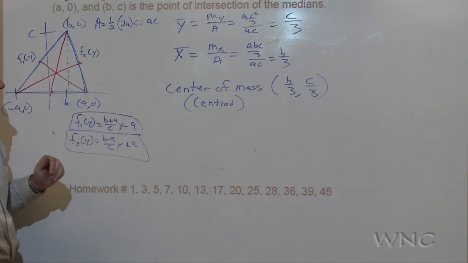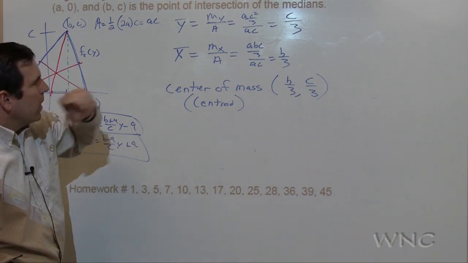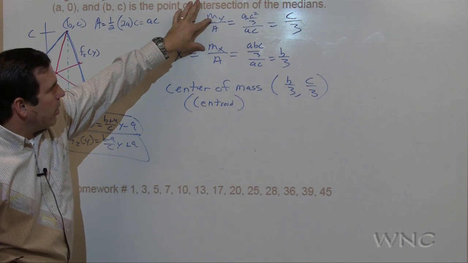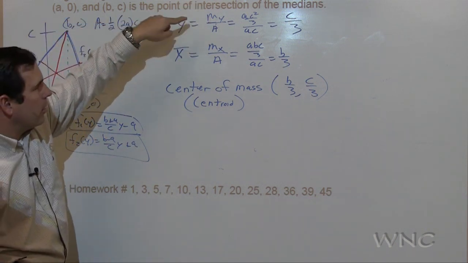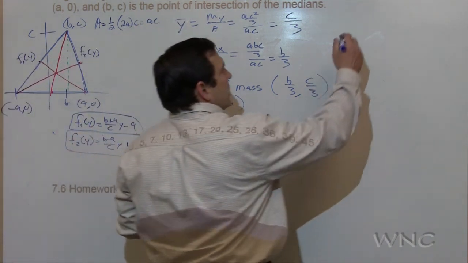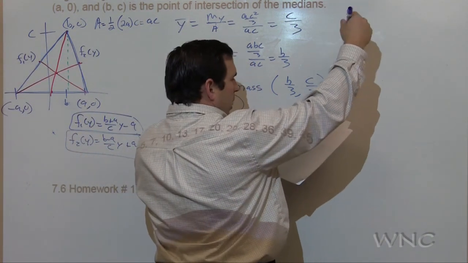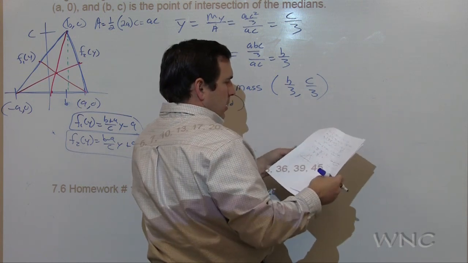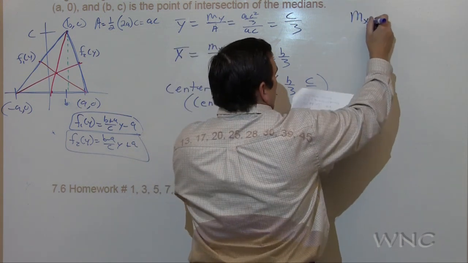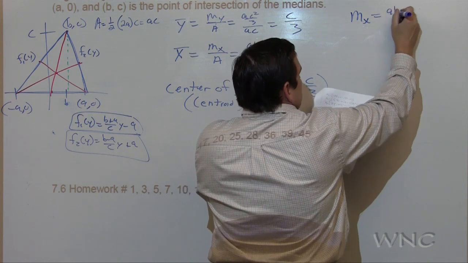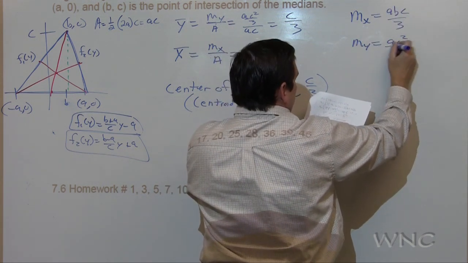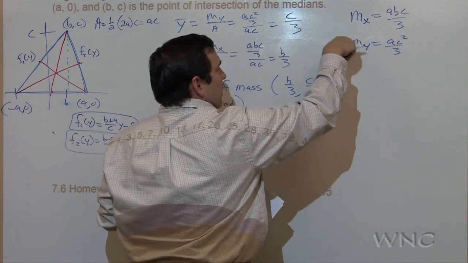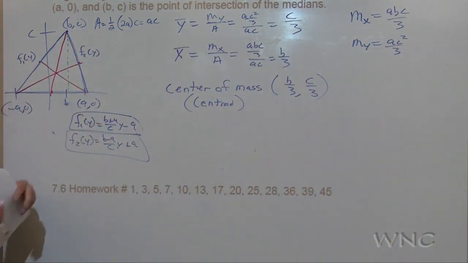I need to state, I had my labels wrong earlier because we're doing it in terms of Y, not X, and so earlier what I had set for MX, the first thing I did, was really MY, because we changed axes. And so that MX really is ABC over 3, and that MY is really AC squared over 3. But we did it with respect to Y instead of X, so that's why I need to switch those labels, and I didn't do that.